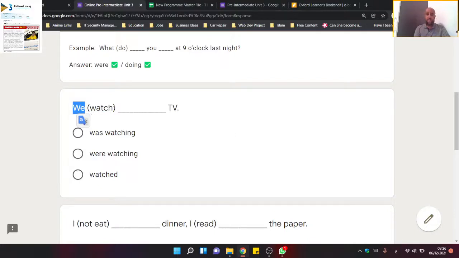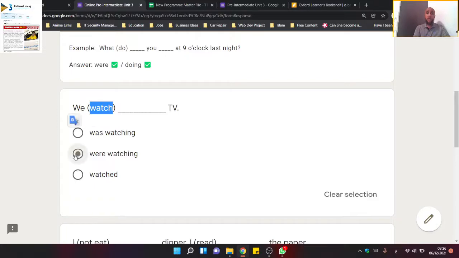And then the main verb is watch. Okay, so watch plus ing becomes watching. Okay, so the correct sentence should say we were watching TV.